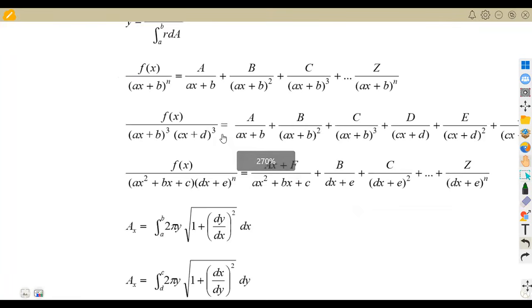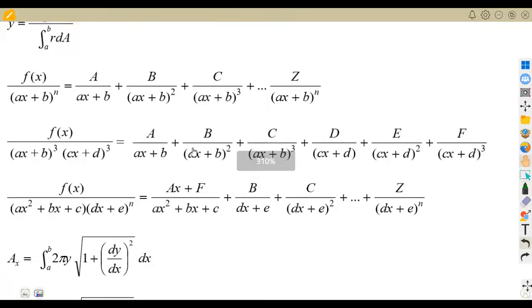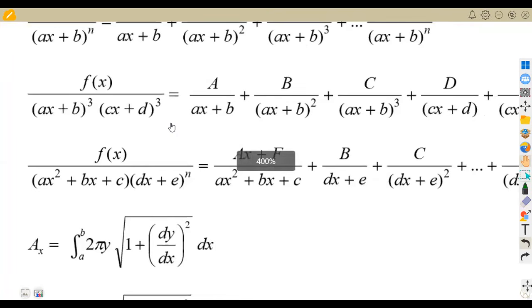On this part, this is the quadratic, which is given in this format: f of x over ax squared plus bx. When they write it like this, it means it cannot be factorized. So it must give you ax plus b over it. This one becomes c, this one becomes d, and so on.